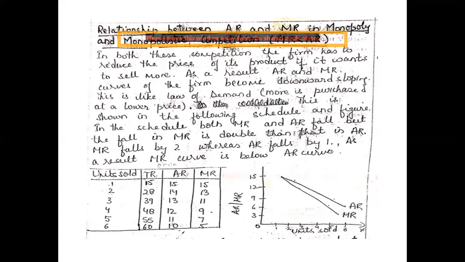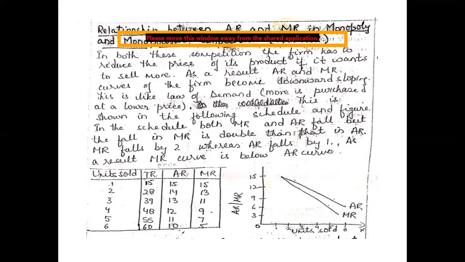More is purchased at a lower price, and it can be seen in the following schedule and figure as well. We can see that in the schedule both marginal revenue and average revenue are falling, but the fall of marginal revenue is double that of the average revenue.